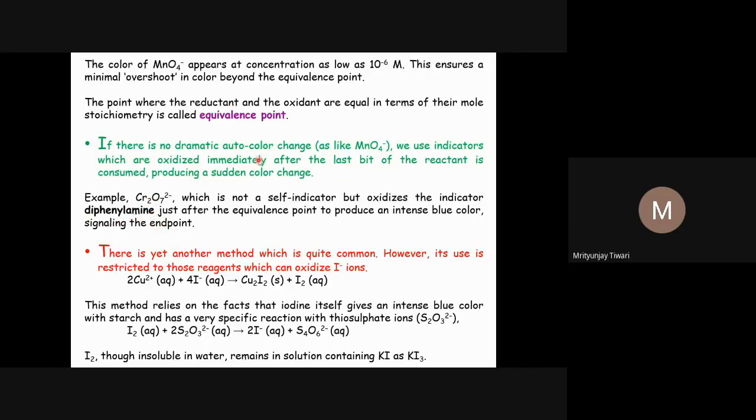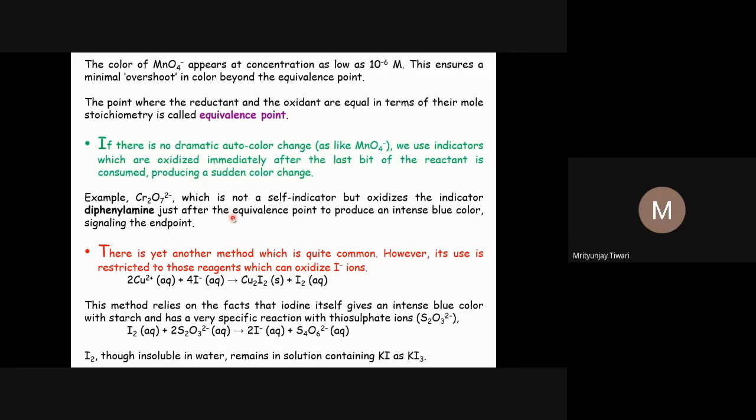If there is no dramatic auto color change, we use indicators which are oxidized immediately after the last bit of reactant is consumed, producing a sudden color change. For example, in the case of dichromate ion, which is not a self indicator, it oxidizes the indicator diphenylamine. There are also some other indicators that we use with dichromate just after the equivalence point to produce an intense blue color.